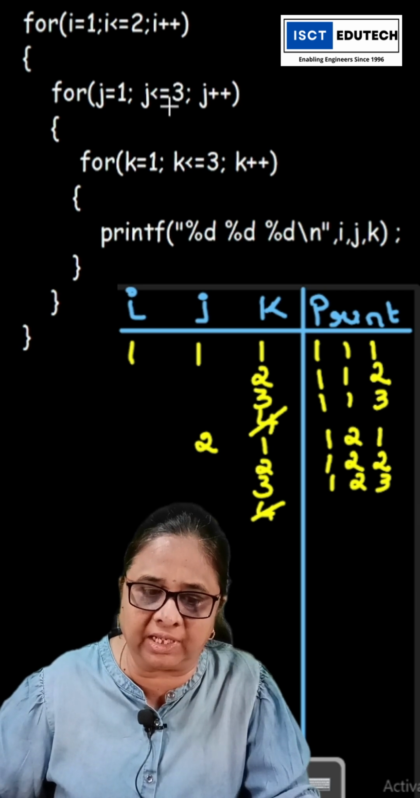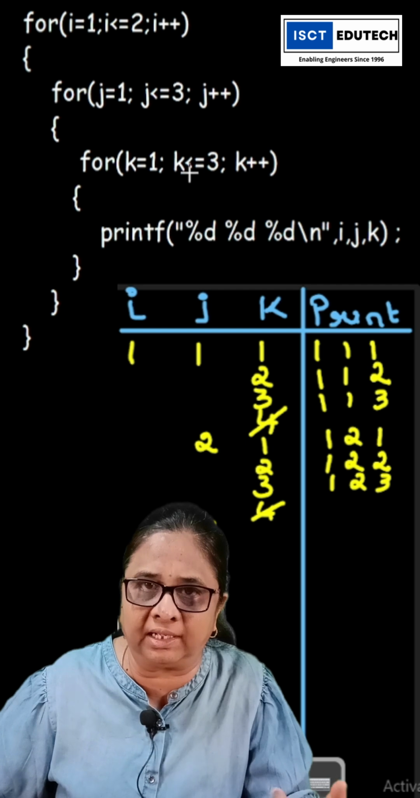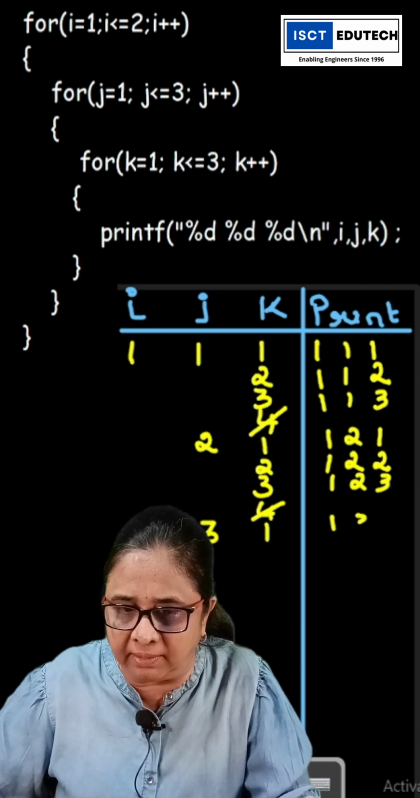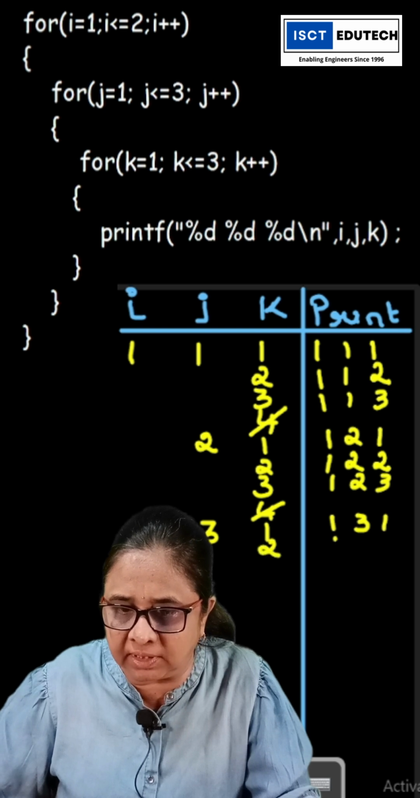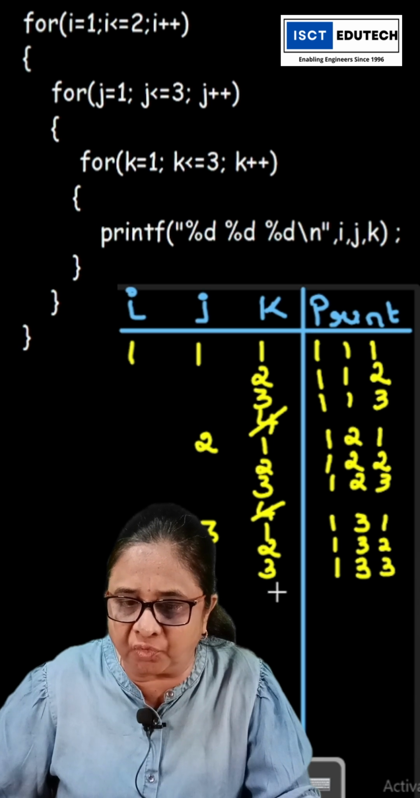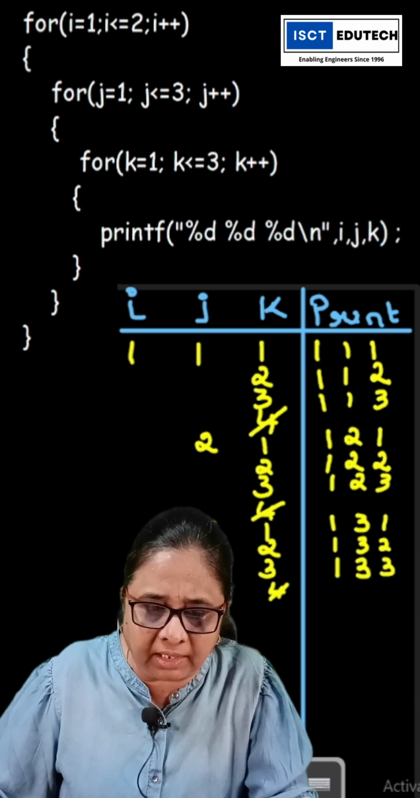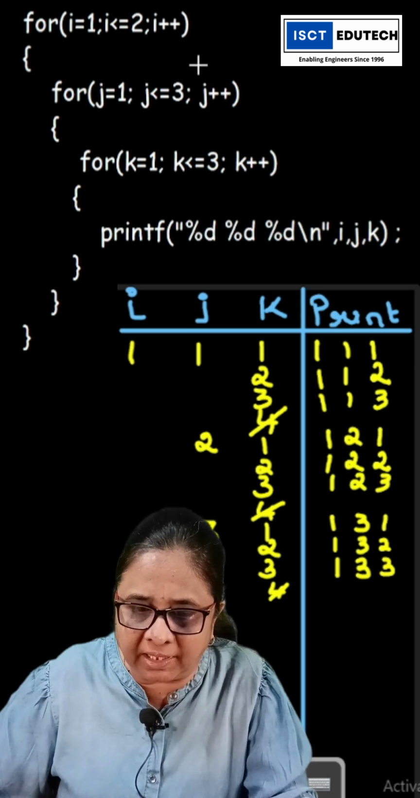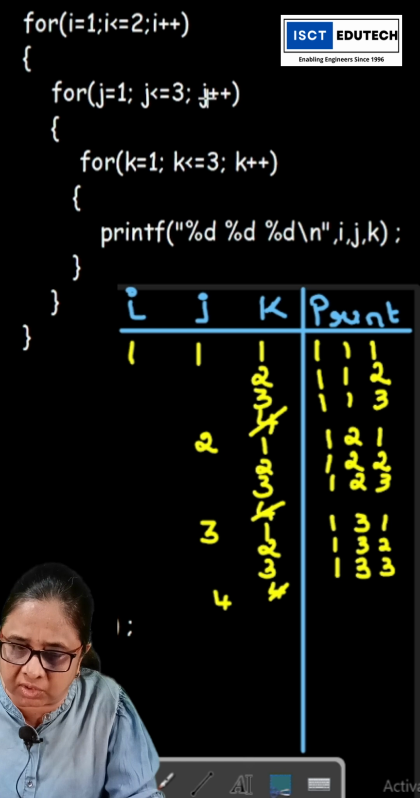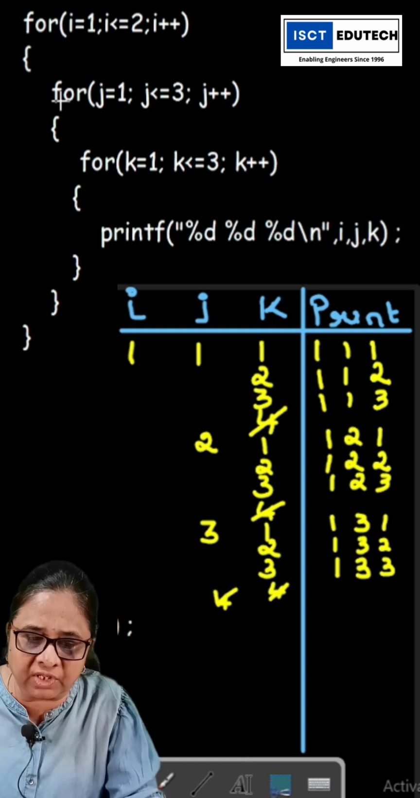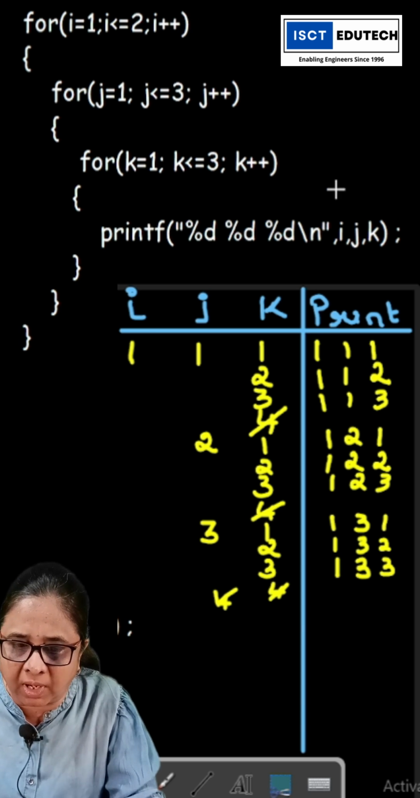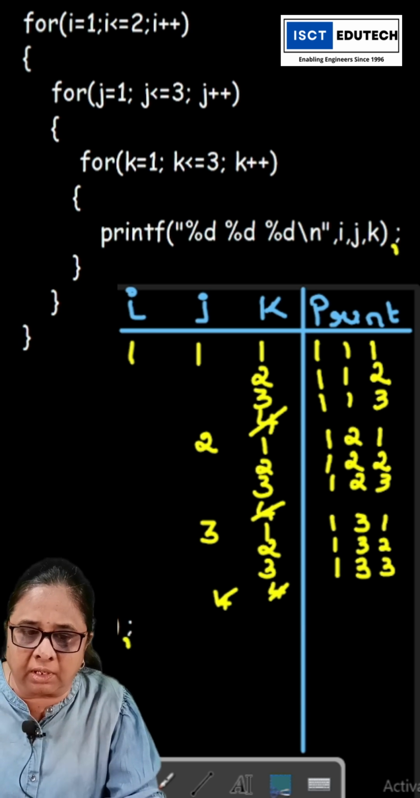So it enters the J loop, which again has the K loop taken as a new loop. So K starts with 1. So 1, 3, 1. Then K becomes 2, 1, 3, 2. K becomes 3, 1, 3, 3. K becomes 4, which is false. Comes out of the K loop. Now it goes back to J. J becomes 4. 4 less than or equal to 3 is also false. So it comes out of the J loop. What is there outside the J loop is a continuation of the I loop. Now I becomes 2.